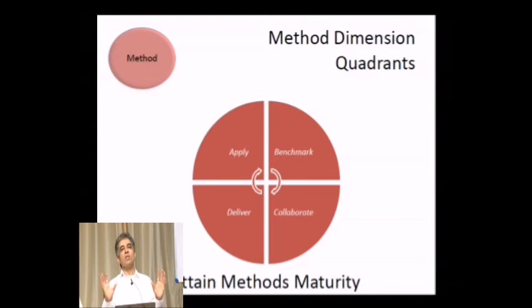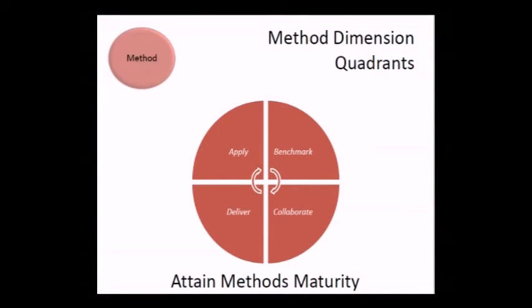So overall, you attain this method maturity when you complete the learning in the apply quadrant, the benchmark quadrant, the collaborate quadrant, and the deliver quadrant. Understand what they are and what they are for. And again, I told you, this entire dimension can be expanded or shrunk. There is no starting point as such. You can start in the deliver quadrant and then discover what can be applied in benchmark, and go around whichever way you want. So all the learning in these quadrants will help you attain maturity in the methods that you adopt, devise, implement or follow.